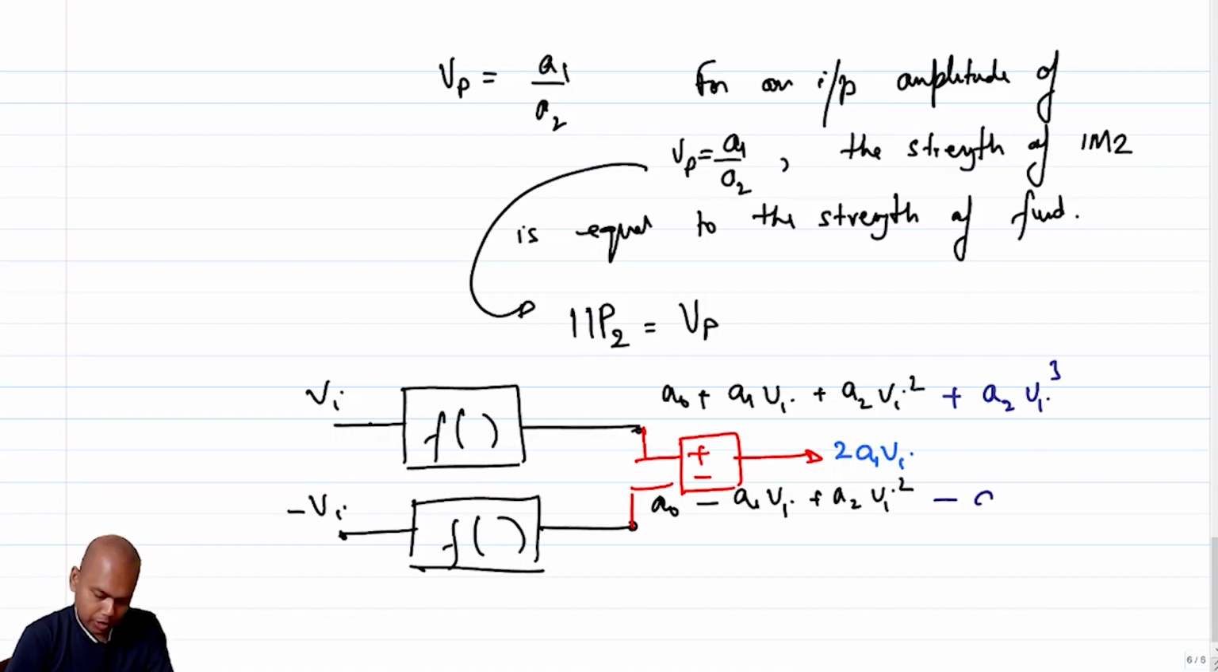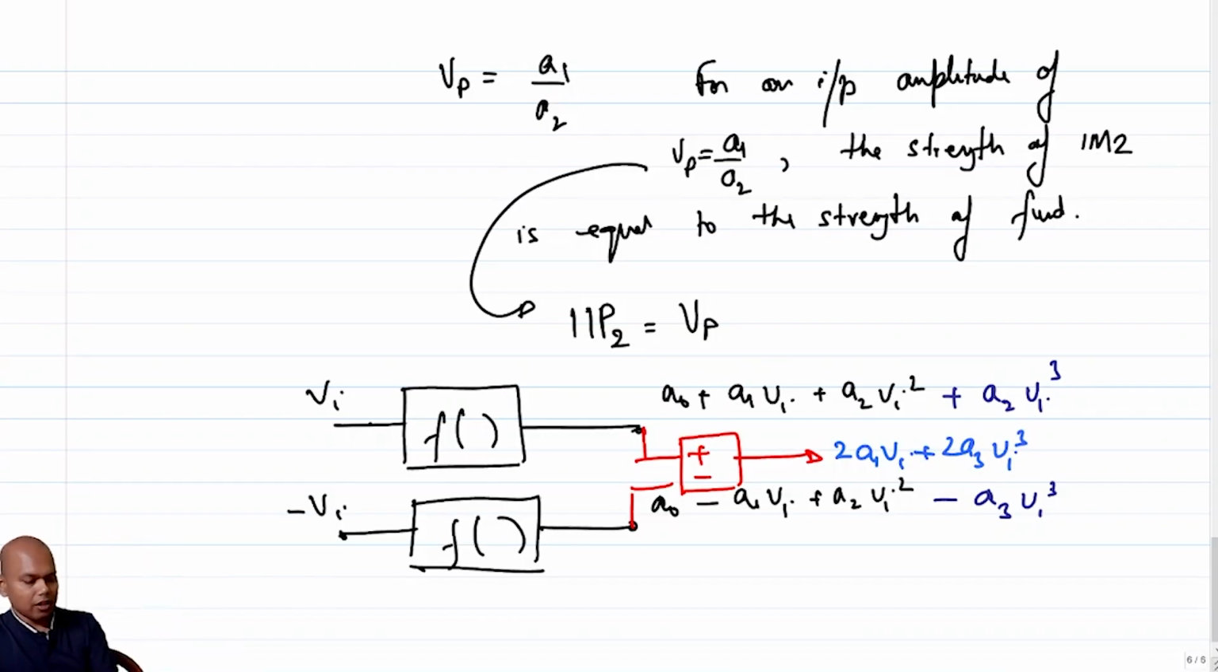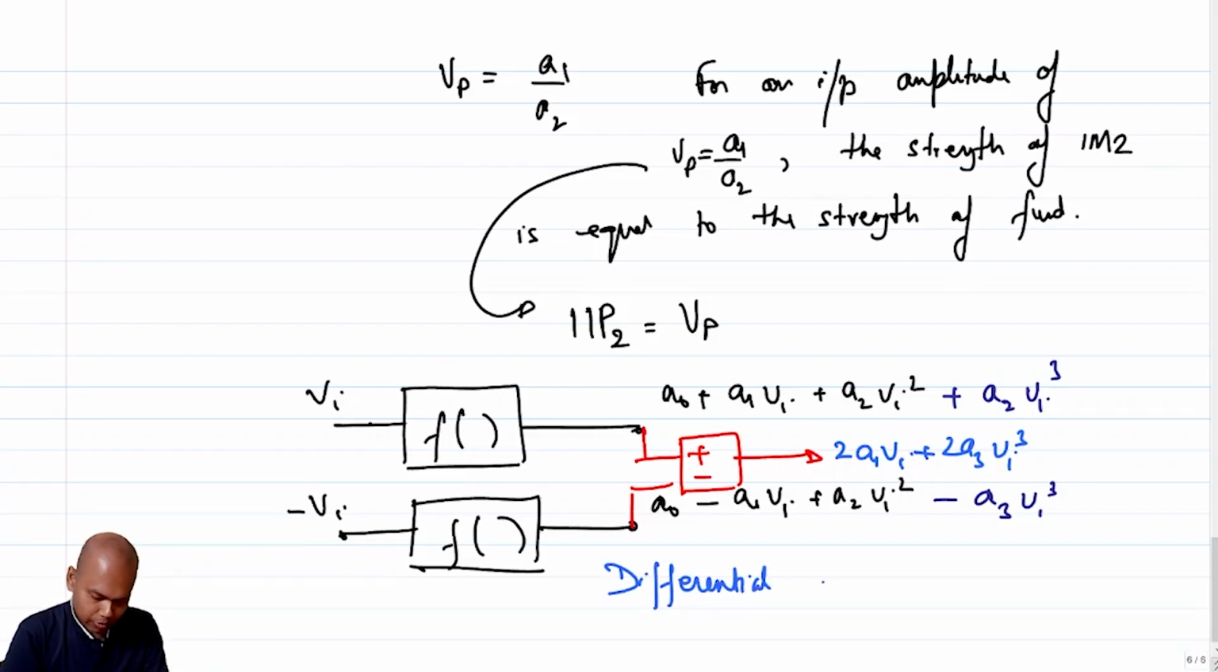Right? So this will be minus a3 vi cube. So you are going to have another term plus 2a3 vi cube, and so on, right? So all the fully differential implementation, or in this case, just a differential implementation.